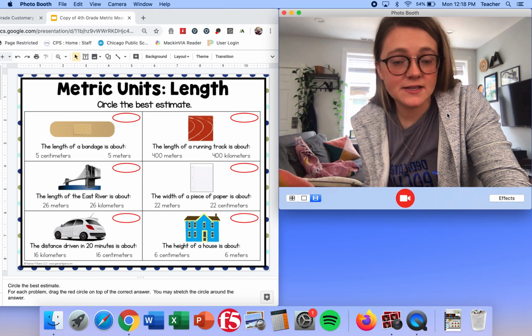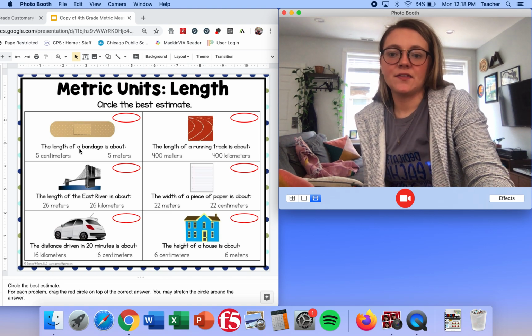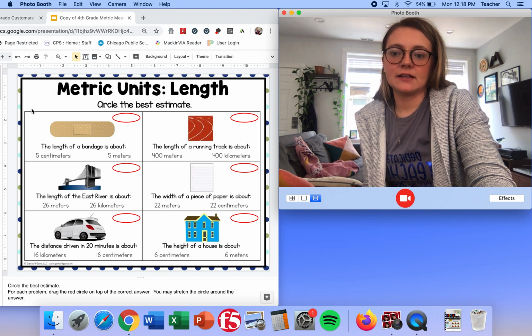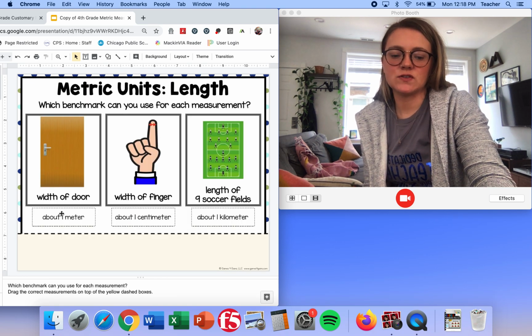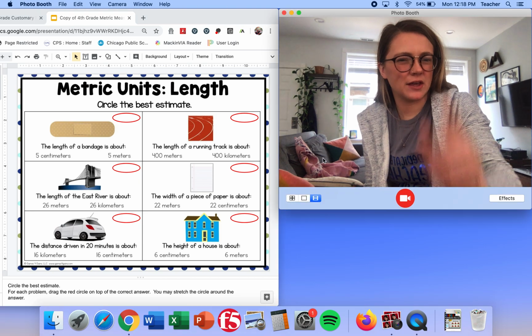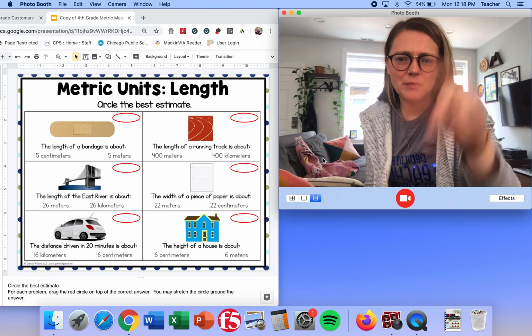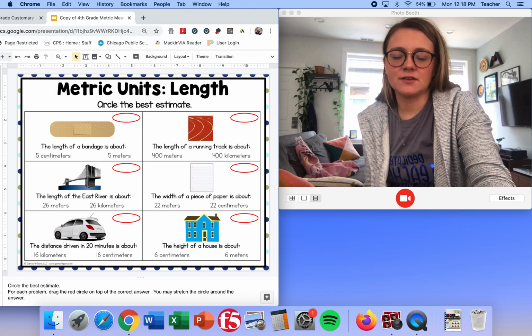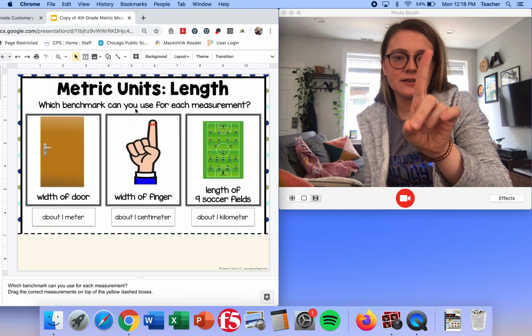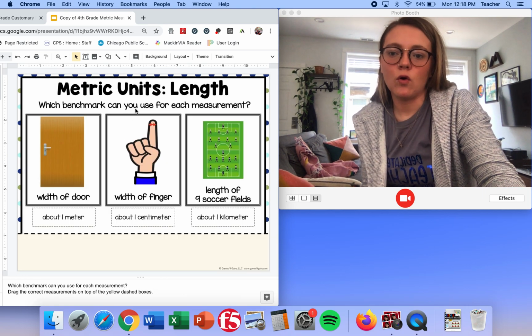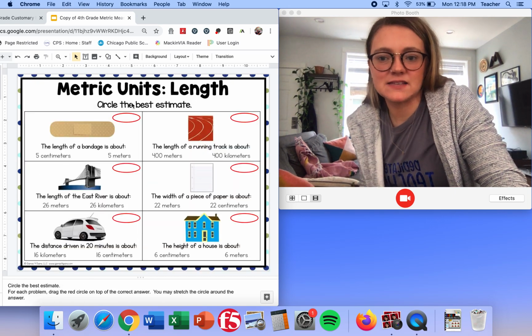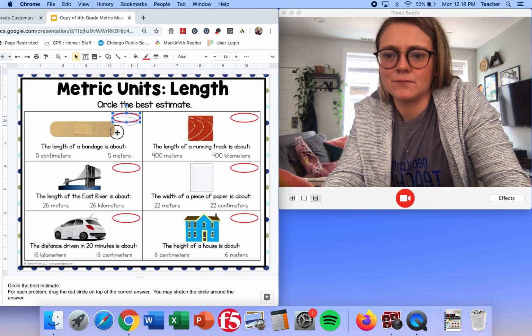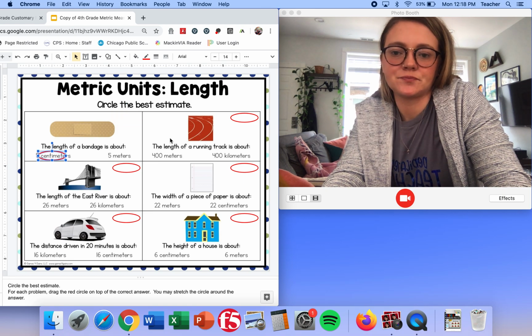Okay, hopefully you paused and you're coming back to check your work. The length of a bandage. Is a bandage 5 centimeters or 5 meters? So let's go back to our examples. Do you see how every time I'm going back to the example and thinking to myself, what makes sense? So 5 centimeters is like 5 of my fingers, 1, 2, 3, 4, 5? Or is it about 5 meters, which would be 5 doors? Which one is the size of a Band-Aid? Definitely the finger. So I'm going to do 5 centimeters.